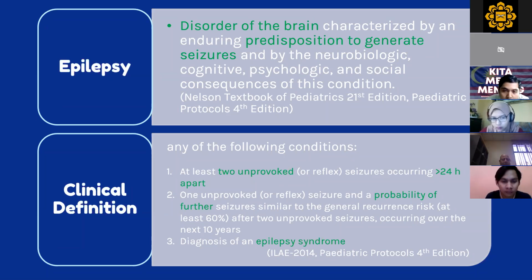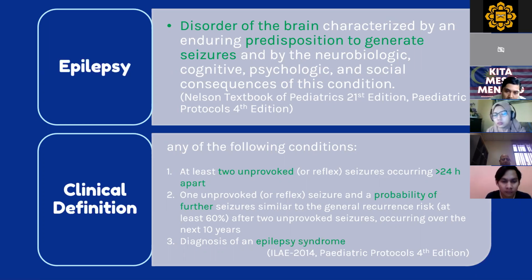The first one, at least 2 unprovoked or reflex seizures occurring more than 24 hours apart. The second, any unprovoked or reflex seizure and a probability of further seizures similar to the general recurrence risk after 2 unprovoked seizures occurring over the next 10 years. Or the third, diagnosis of an epilepsy syndrome. I think the second definition is really confusing. I read it a few times but it is still confusing. So what does the second definition mean?